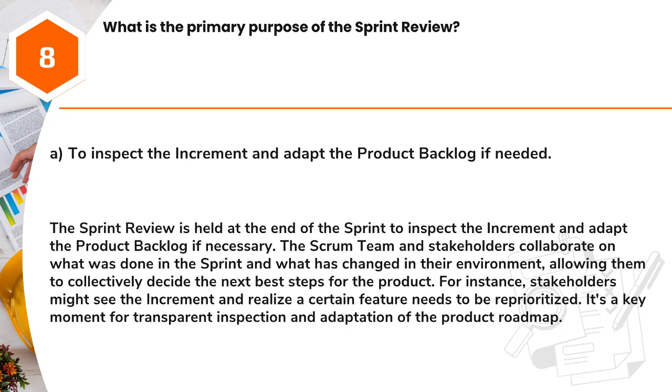Answer: A. To inspect the increment and adapt the product backlog if needed. The sprint review is held at the end of the sprint to inspect the increment and adapt the product backlog if necessary. The Scrum team and stakeholders collaborate on what was done in the sprint and what has changed in their environment, allowing them to collectively decide the next best steps for the product.